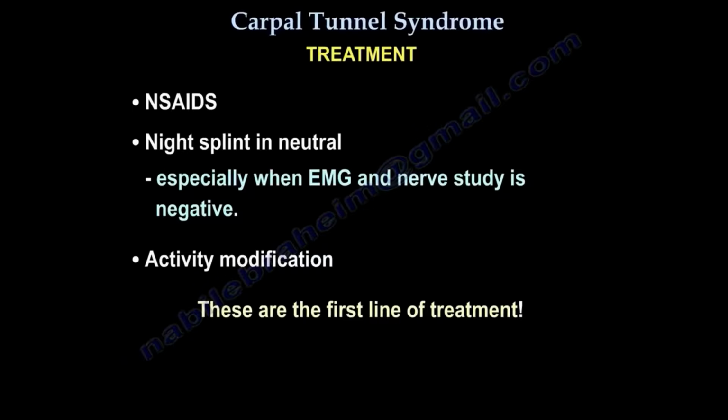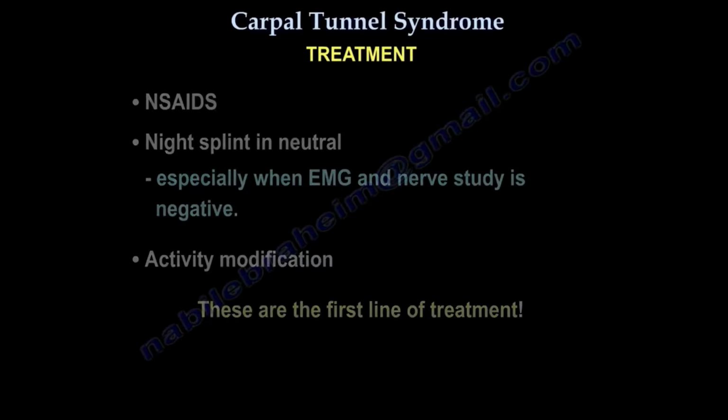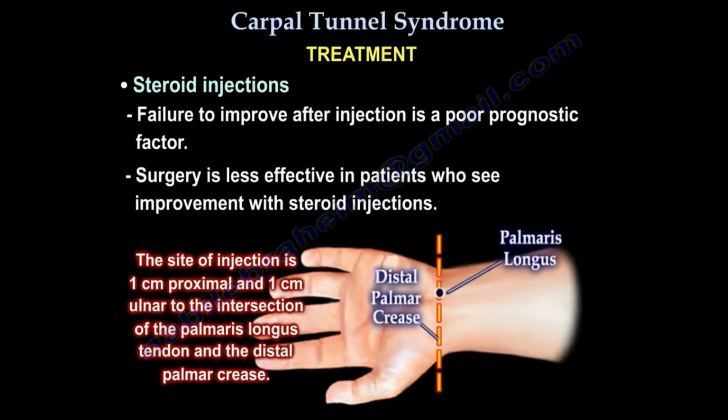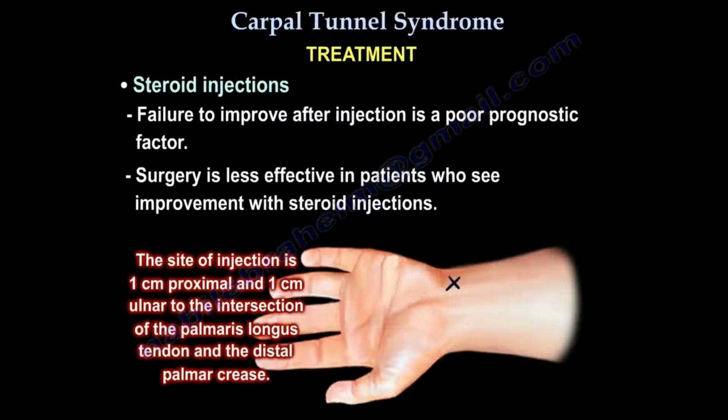These are the first line of treatment, including a night splint in neutral and steroid injections. Failure to improve after injection is a poor prognostic factor. Surgery is less effective in patients who do not see improvement with steroid injection. The site of injection is 1 cm proximal and 1 cm ulnar.